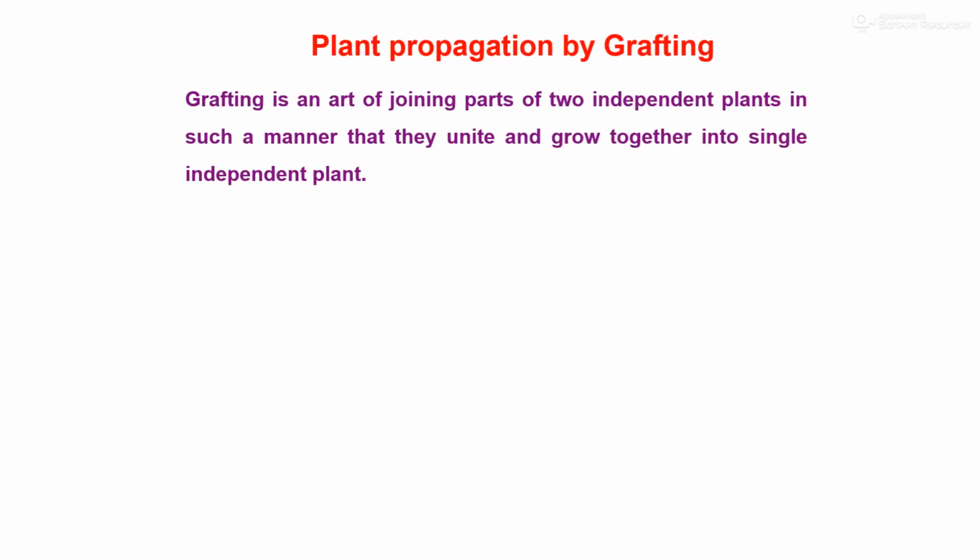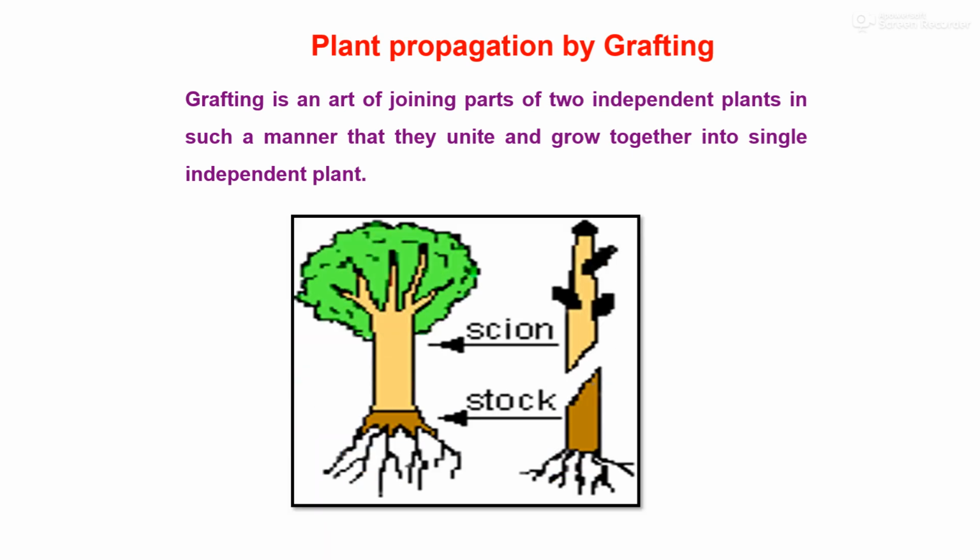Grafting is an art of joining the parts of two different independent plants in such a manner that they unite and grow together into a single independent plant. In grafting, we use two plant parts. One is a scion and another is a stock. The part of the graft combination which is to become the upper portion, or the shoot system or the top of the new plant, is termed the scion, and the part which is to become the lower portion or the root system is the rootstock.